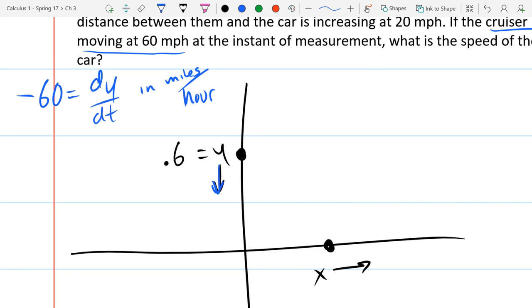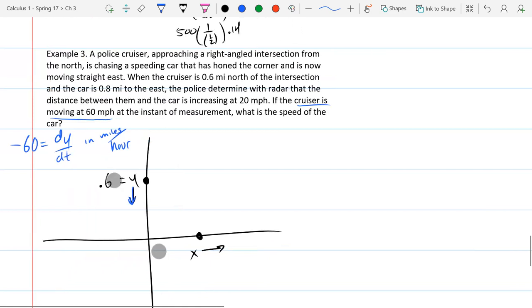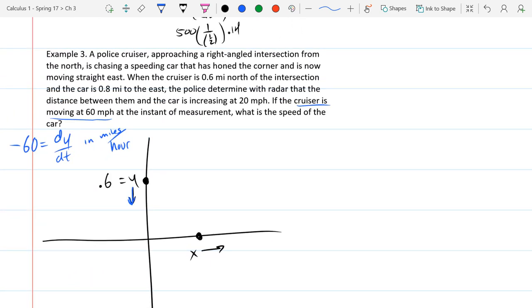Wouldn't the cop slow down too if it's turning the corner? Eventually. Probably not 0.6 miles away. Oh, okay. Maybe they're even speeding up at that point. Who knows? That would be speaking of the acceleration, though. So we don't need the acceleration to answer this problem.